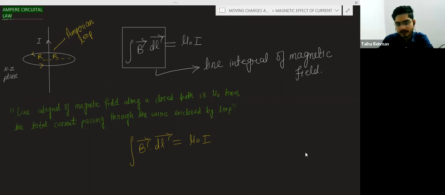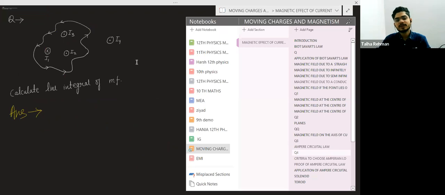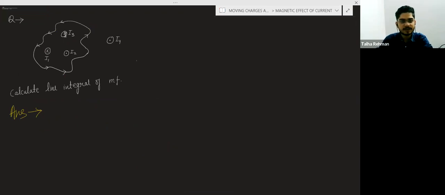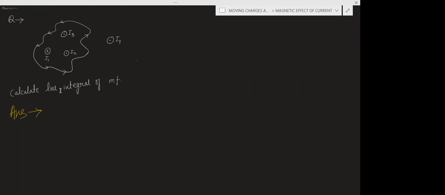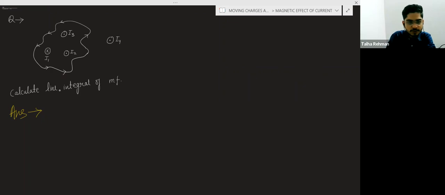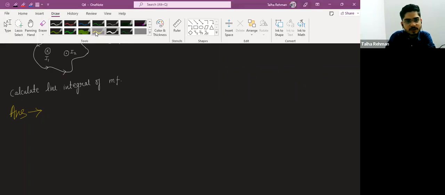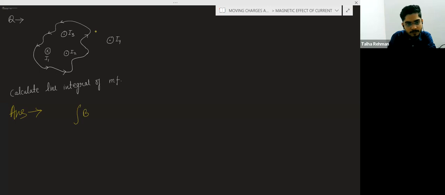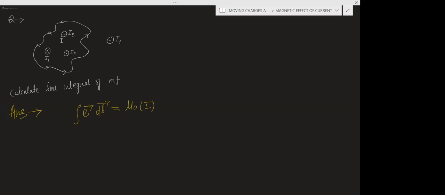Now here, this direction is already given, and one current is given, another current is given, another four currents are given. We have to calculate the line integral of magnetic field. First, we should know what the line integral of magnetic field is: the magnetic field into dl. This we want to calculate, and according to Ampere's law, this is equal to mu zero and the total current enclosed by the loop.